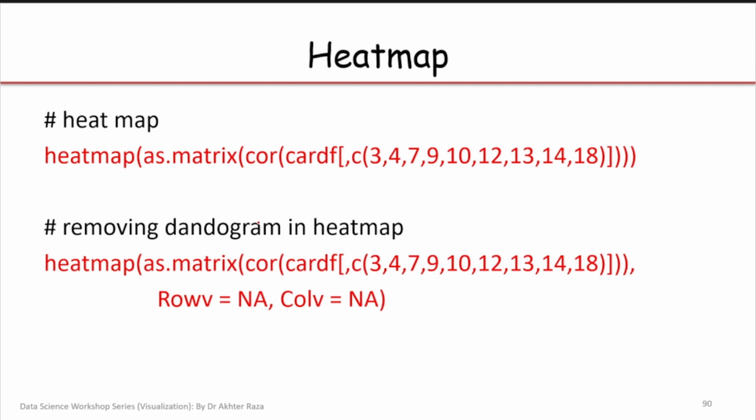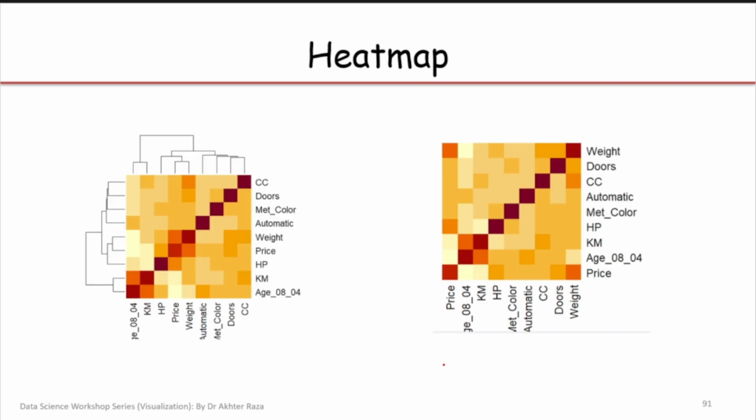Similarly, there are two commands. Dendrograms are included in the first command, and you can eliminate the dendrogram with the second one. So these are the two graphs: one graph is with the dendrogram and the other is without. A darker color indicates high correlation, while a weaker or lighter color indicates weak correlation.